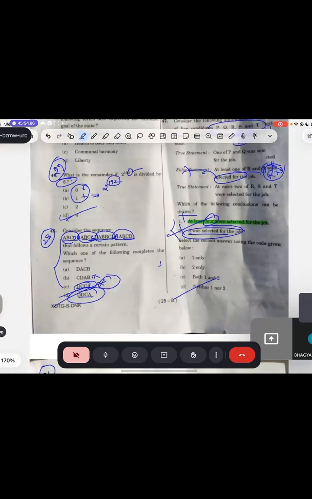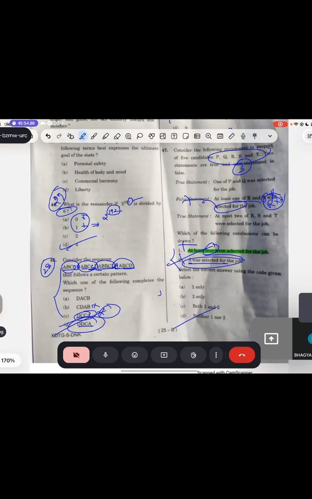Manish, see, third, true statement: at most two of R. It should be right in every case, Bhagya, no? In every case. Conclusion means what? Because here R and S was selected for the job, that is a false statement. So he is saying, but yes, it was selected for the job. We should see at least one of R and S here. But both can be selected for the job. I'm also talking about the second statement, not the first statement. At least one is wrong, maybe. Both can be selected for the job. No, no, Bhagya. See, conclusion means definite answer I should have. Yeah, it can be, but not definite. I'm saying that.